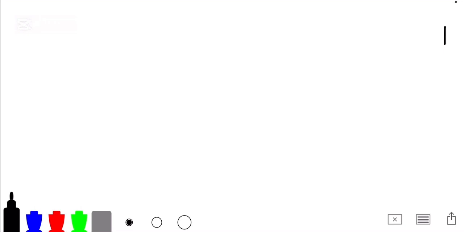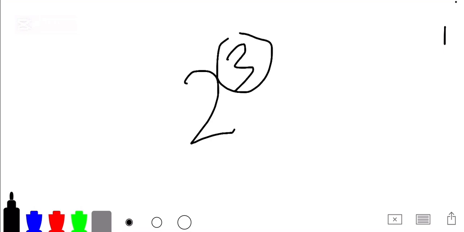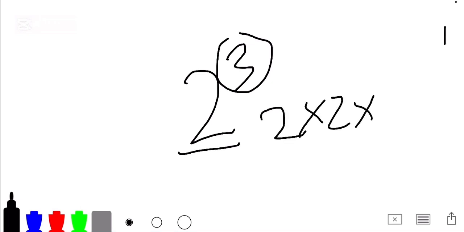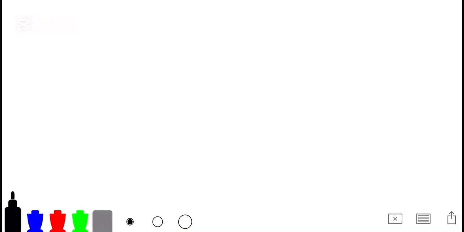An exponent is represented by a little number on the side of the base number that tells you how many times to multiply a number by itself. So for example, 2 to the power of 3. The 3 is the exponent and the 2 is the base. And basically what this means is 2 times 2 times 2.